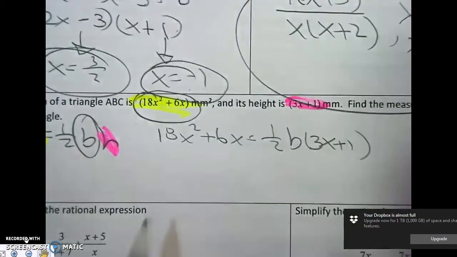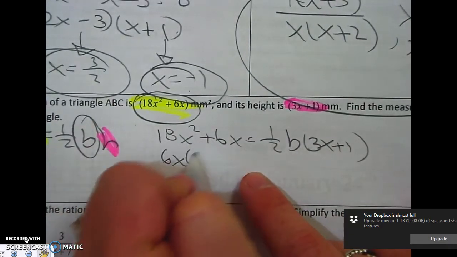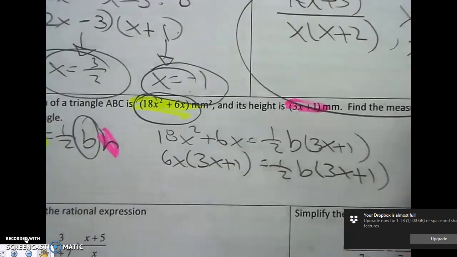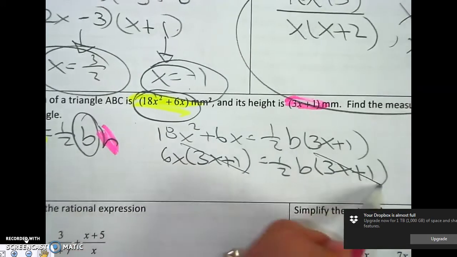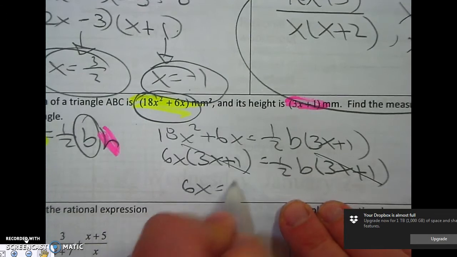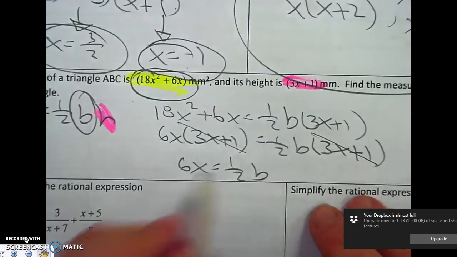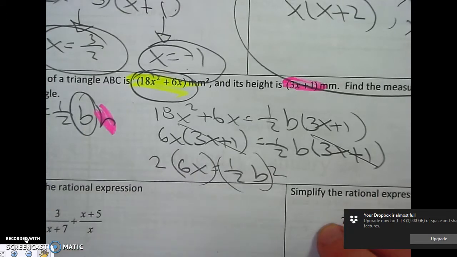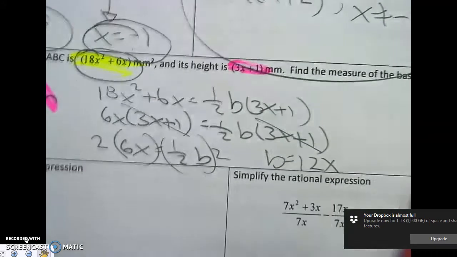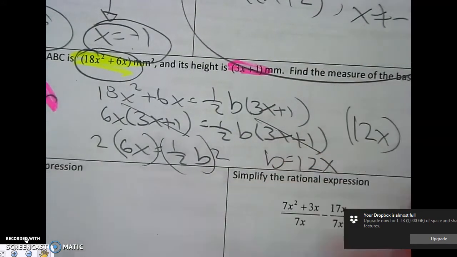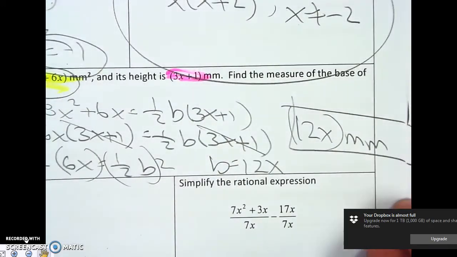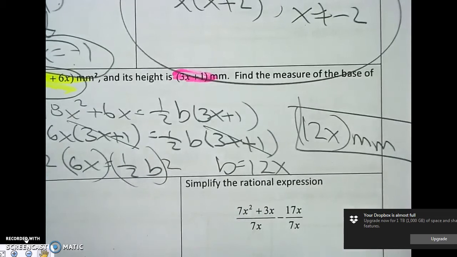I know anytime I have a squared, I'm going to be factoring. If you remember when I told you same thing on the left, same thing on the right, gone. Or I could divide it out and it's gone. That means I'm left with 6x equals 1/2 b. The way to solve is multiply both sides by 2. So b equals 12x. Now you feel like that's right. However, you need to be specific and write 12x millimeters. And that's the answer I'm looking for. Okay. Let's go to the next one.